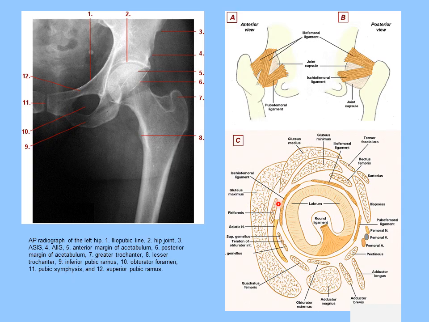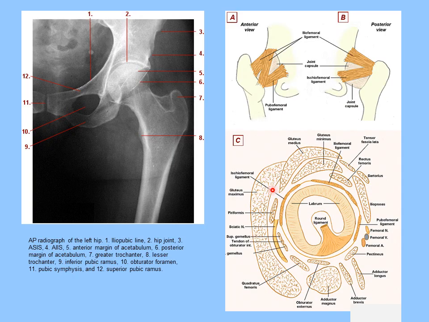Surrounding the articulation is the joint capsule. Here we see the pubofemoral ligament, the inferior and superior iliofemoral ligaments, and the ischiofemoral ligaments as thickenings within that joint capsule. The picture you're looking at is a left hip.